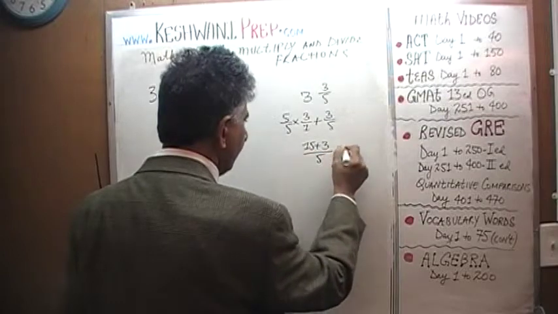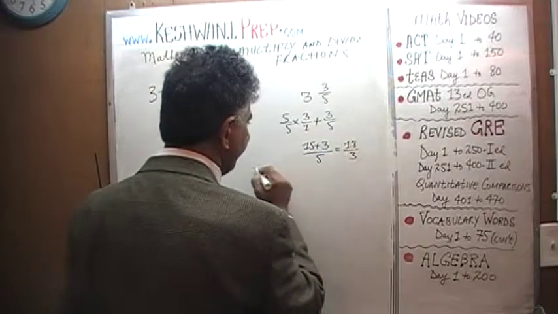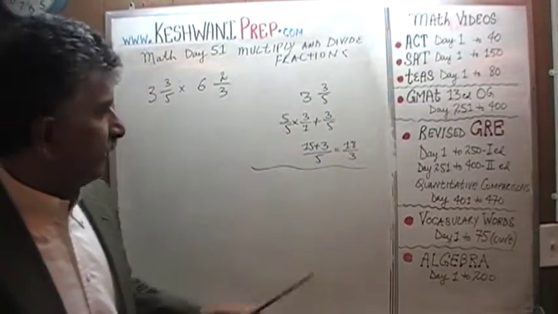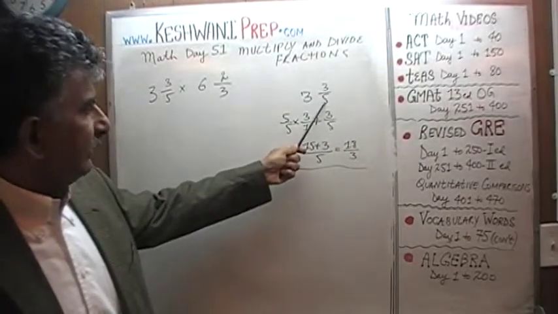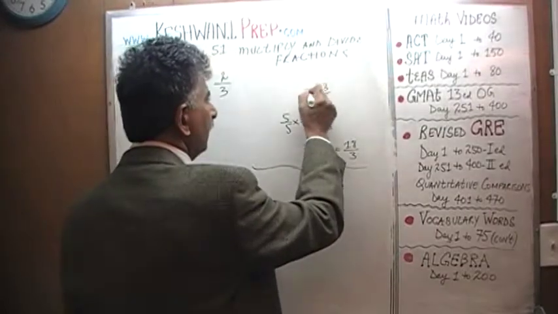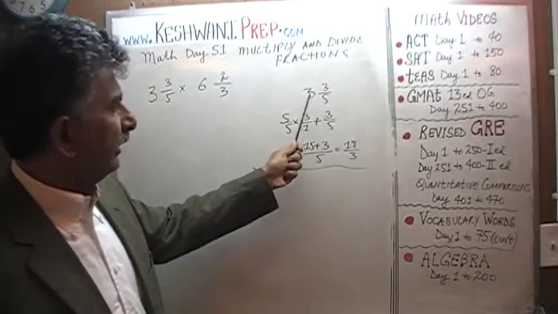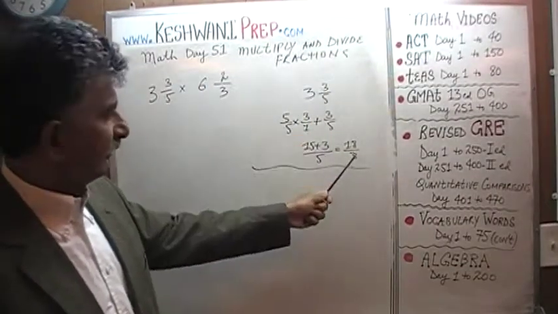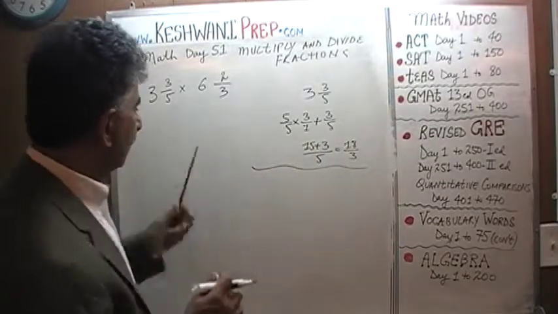Over 5, which is 18 over 3. Of course, we could have done this very fast by simply realizing that it's just 3 times 5, which is 15, plus 3. That's exactly what we have here, 15 plus 3. Let's do the next one.